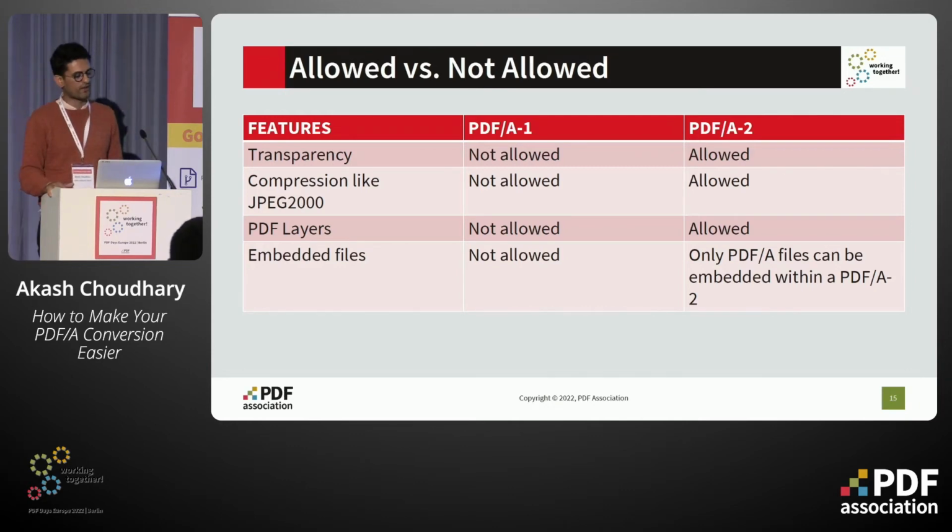Next, talking about PDF layers, also known as optional content. Mostly used in CAD drawings, or for example, you are sending your product documentation to different countries with different languages. You can switch on and off these layers. So I'm sending the document to Japan. They can switch off all the other language layers and only switch on the Japanese language layer. Usually used in CAD drawings a lot. It is not allowed in PDF A1, while allowed in PDF A2.